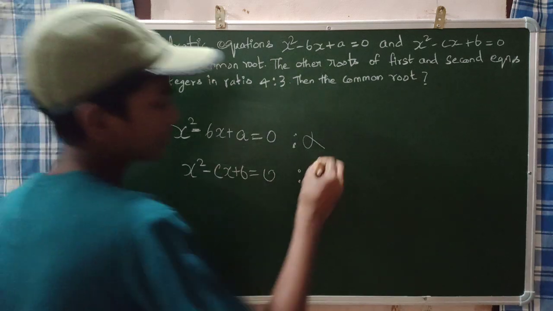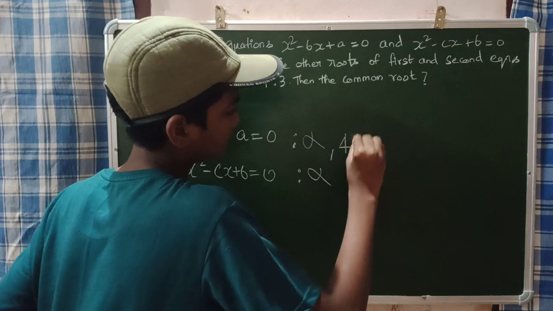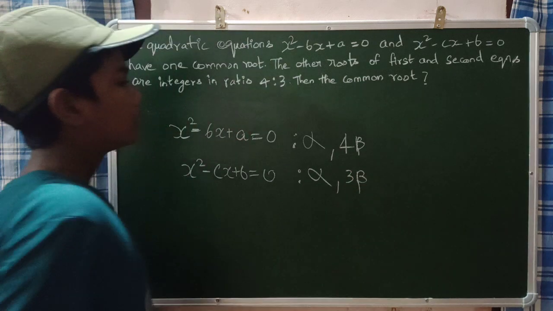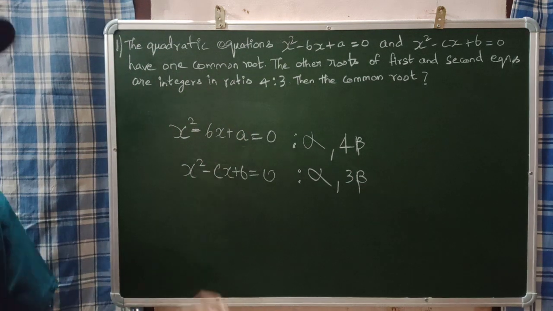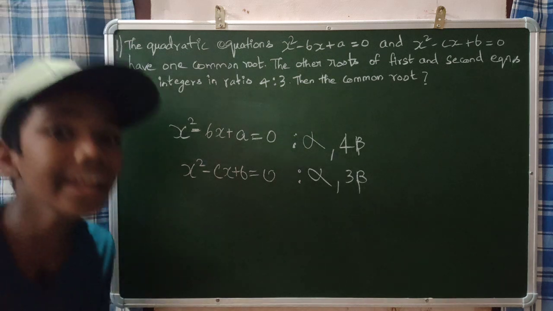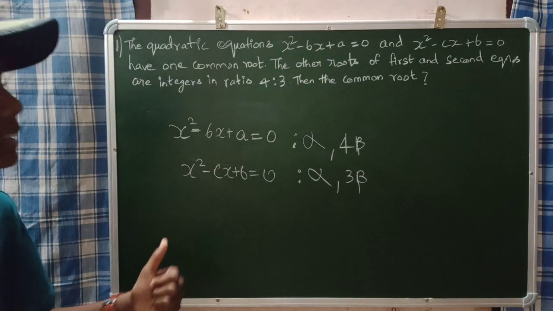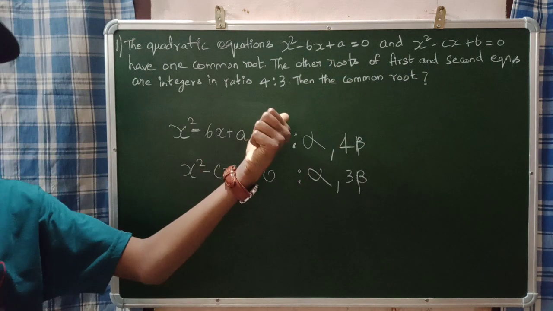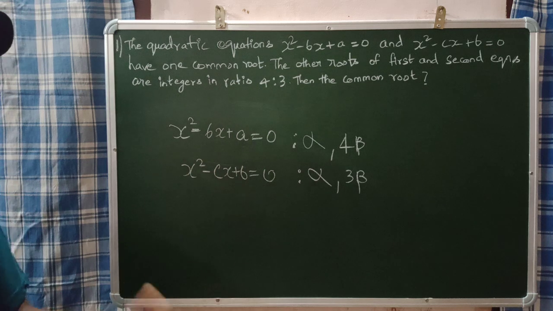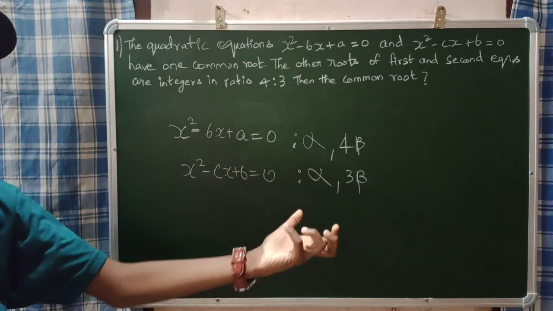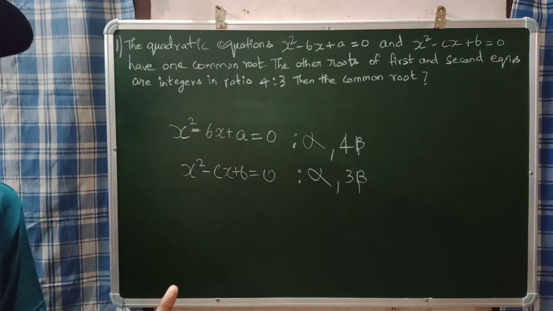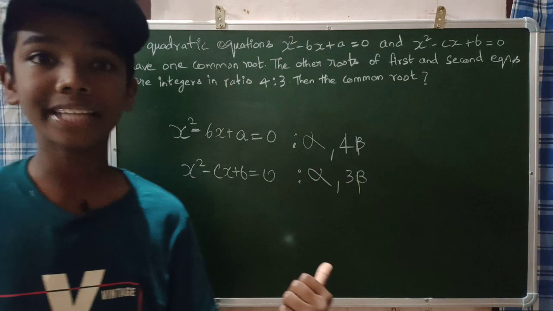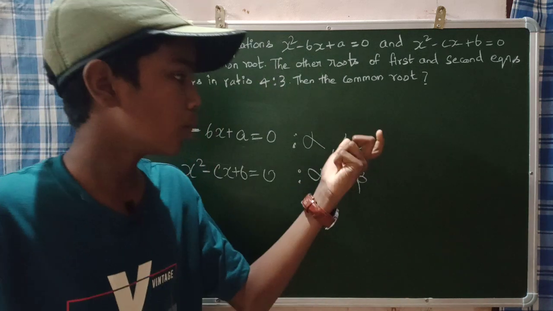The other roots will be nothing but 4 beta for the first equation and 3 beta for the second equation. Why? Because in the question they are saying the other roots of the first and second equations are in the ratio 4:3. So what is the ratio of 4 beta to 3 beta? That is 4:3. In order to fulfill the criteria given in the question, I am assuming the roots as 4 beta and 3 beta.